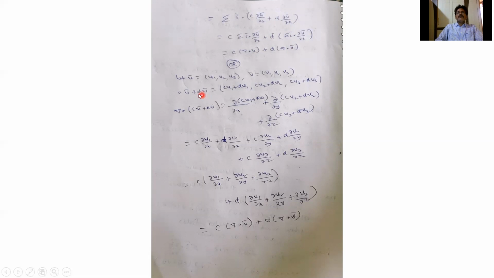We can also show this another way. Let U bar equal U1, U2, U3 and V bar equal V1, V2, V3. So Cu plus dV equals Cu1 plus dV1, Cu2 plus dV2, Cu3 plus dV3.